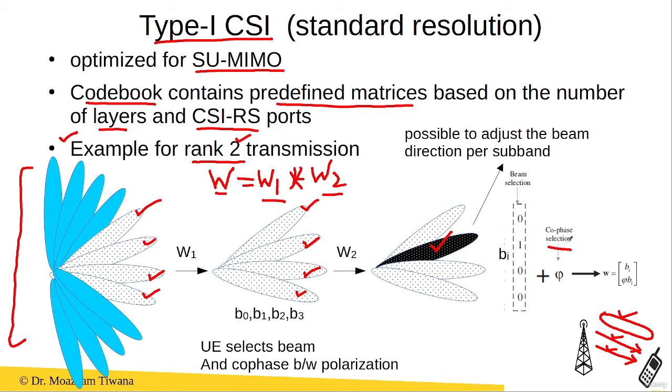Now, what is co-phase selection? Since there are two layers that are being carried on this beam, we want these two layers to arrive at the receiver having the same phase. So these phases are adjusted using the co-phasing by the W2 matrix in such a way that these two layers arrive at the receiver having the same phase. So W2 is responsible for this final beam selection as well as for the co-phasing.